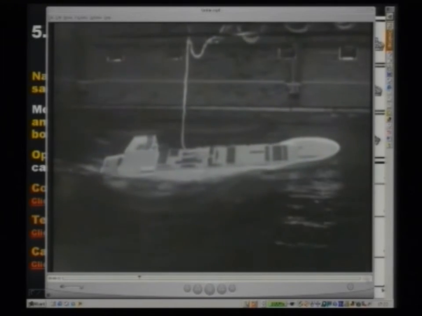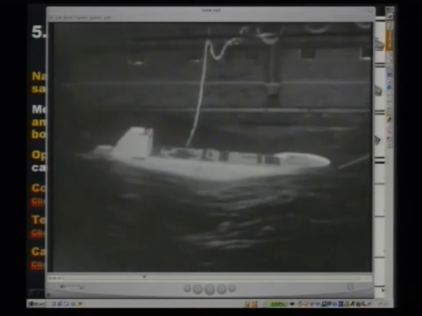Of course, I've just said that beam seas were bad. Well, following seas are even worse. Here's another test. I'm not going to run that for too long, otherwise I'm going to use up all my time.